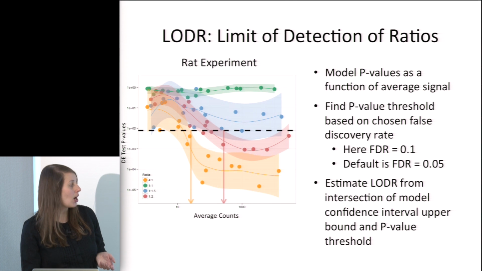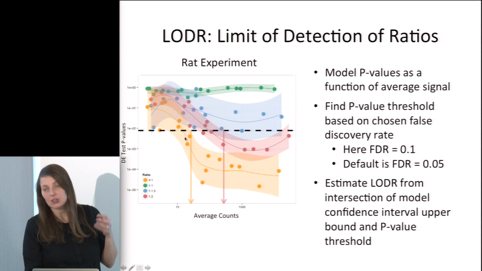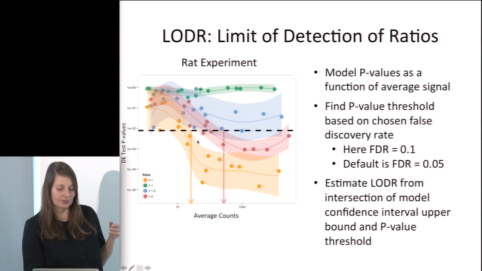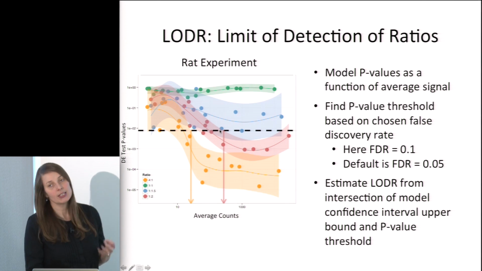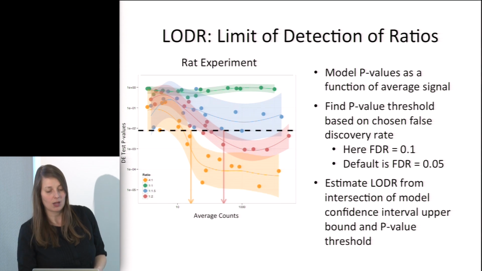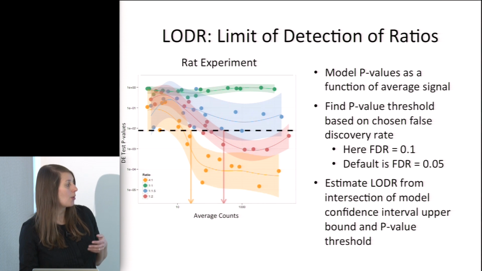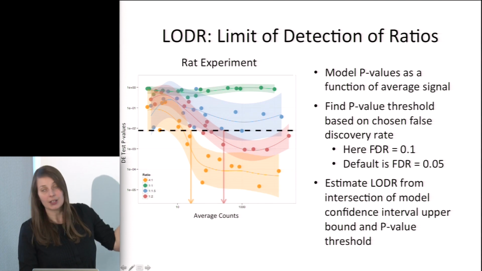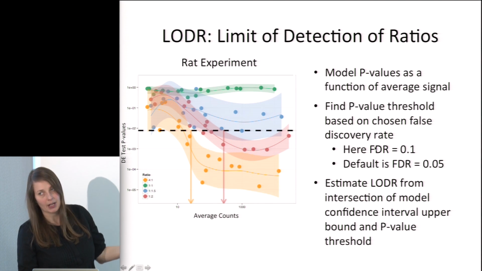And then for the other types of controls, the 1-to-2 controls and the 1-to-1.5 and the 4-to-1 controls, you can see that the p-values are getting smaller and smaller. And so what we do to determine LODR is we find a p-value threshold based on our chosen false discovery rate. And so here in this experiment, the false discovery rate is 0.1.